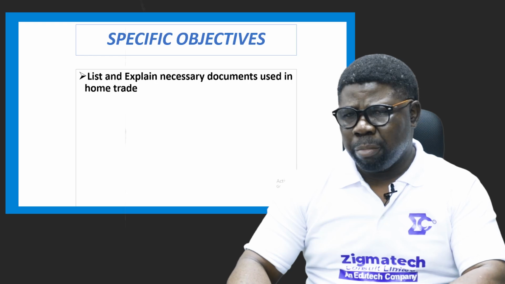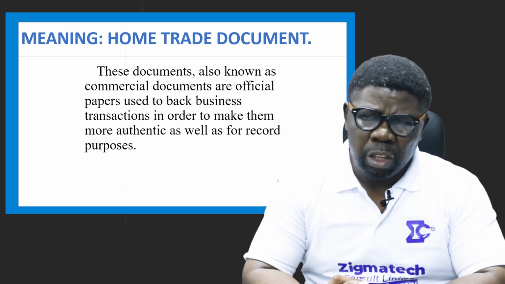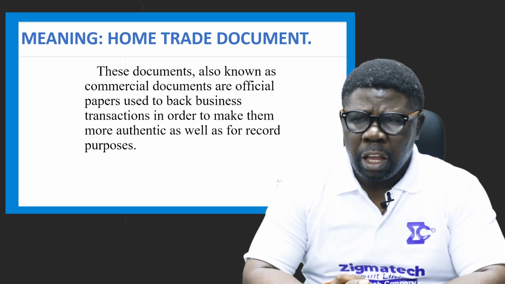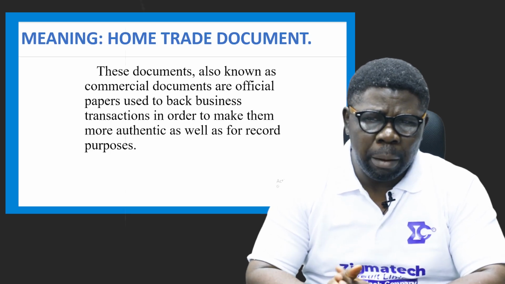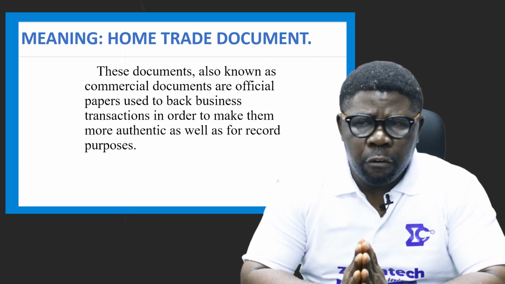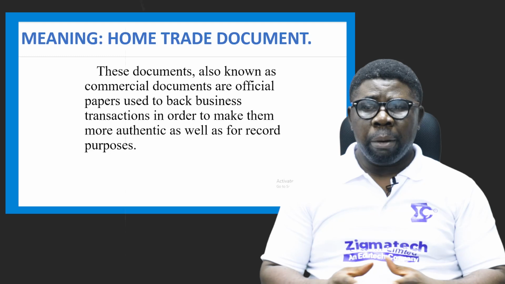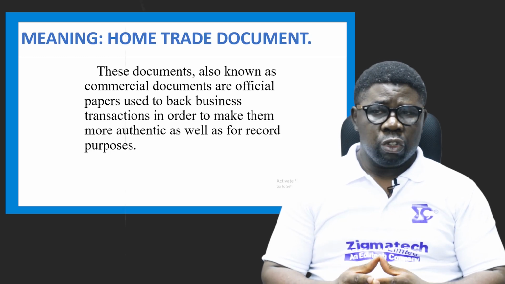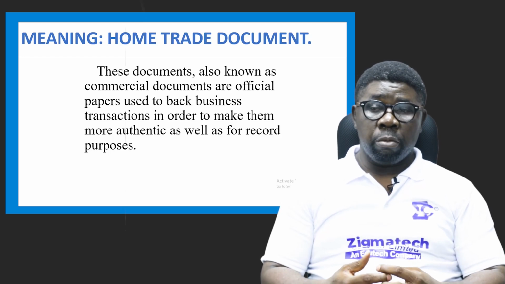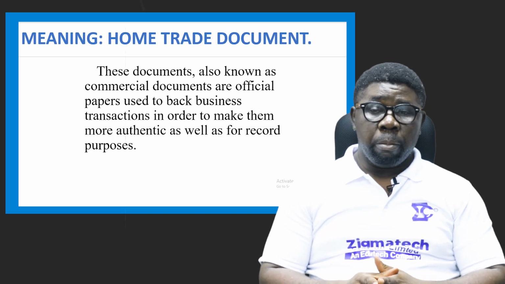So today we're going to list and explain the necessary documents that are used in home trade. What does it actually mean? These documents, also known as commercial documents, are official papers used to back business transactions in order to make them more authentic as well as for record purposes. When you do a business transaction without any backup document, you may forget about it and have nothing to trace it with. But with this document available, you can keep a track record and document it for financial reasons, to know exactly what you have done over time, and also to back up accountability.